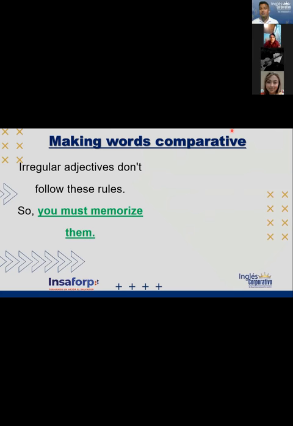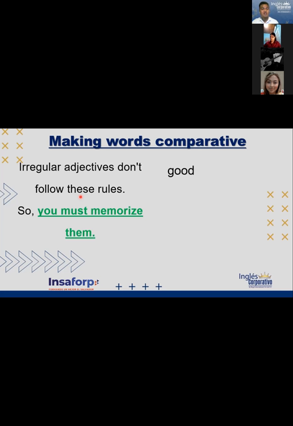Los adjetivos irregulares no siguen las reglas que vimos. Así que la única opción es memorizarlos. You must memorize them, okay? They are not too many. They are just like 6 or 7, something like that. So it's not difficult to memorize them. So we're going to see.